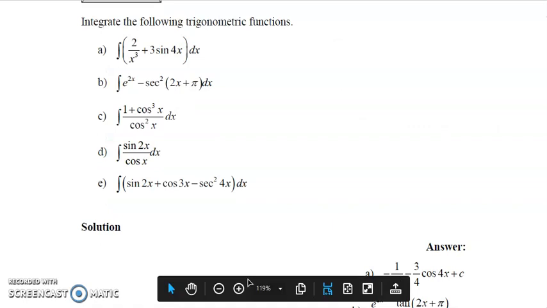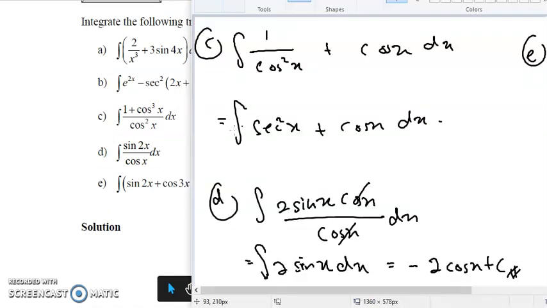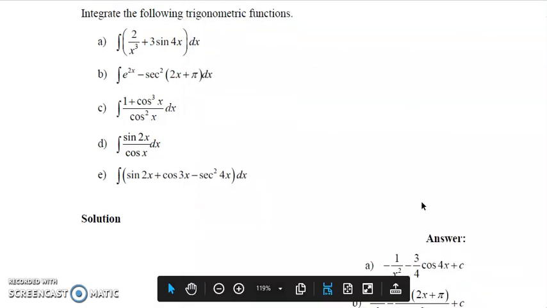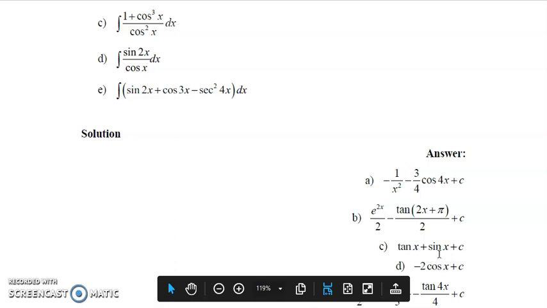Okay, continue checking question C. Here, C is given as 1 plus cos cubed x over cos squared x with respect to x. What can you do over here? You can simplify it as 1 over cos squared x plus cos x with respect to x. 1 over cos squared, as we know, is secant squared, right? So we integrate secant squared x plus cos x with respect to x. This is not the final answer. You still need to do the work until you get the answer for C, which is tangent x plus sine x plus c.